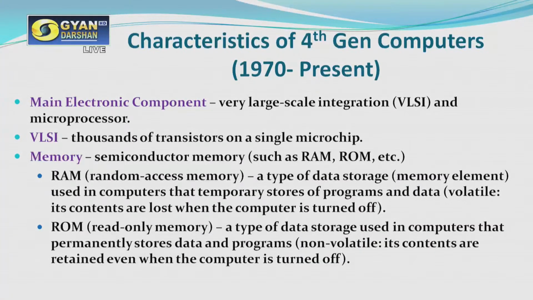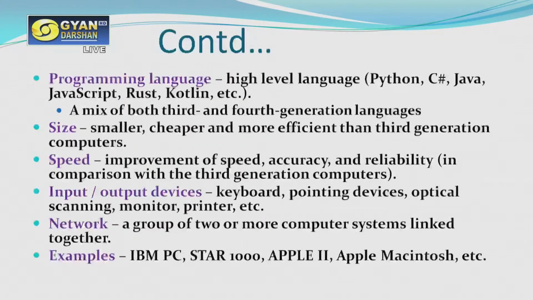In the fourth generation computers, the main electronic component is the very large scale integration component, or the microprocessor, you can say. Semiconductor memories were introduced. RAM and ROM were introduced during this particular stage. Mostly from 1972 to the present, whatever we are using are very large scale integration electronic components, or else ultra large scale integration components. So these come under the fourth generation computers.